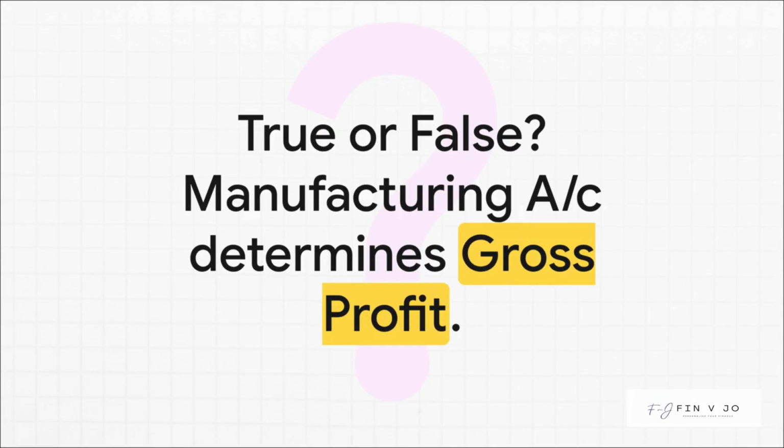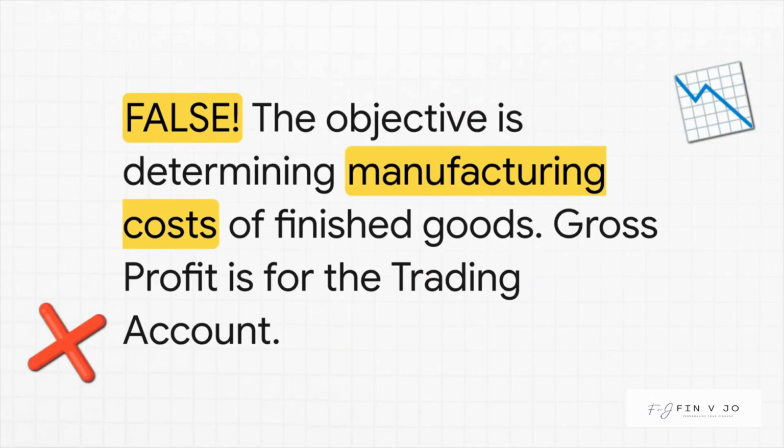Got your answer ready? The answer is false. Gross profit is strictly the job of the trading account. The manufacturing account's sole objective is simply to determine the total manufacturing cost of the finished goods so you can actually assess the cost effectiveness of your factory activities.